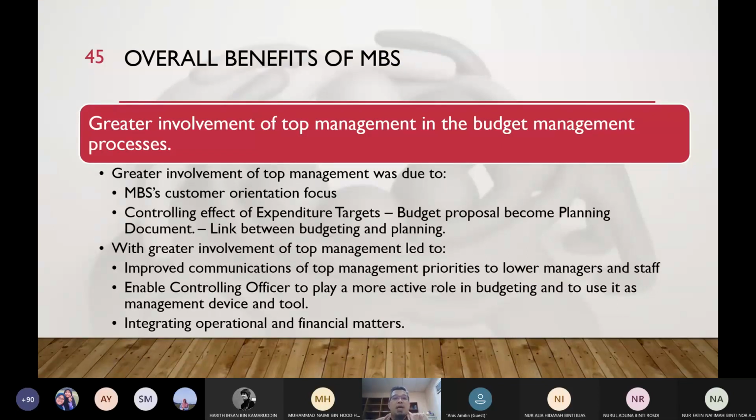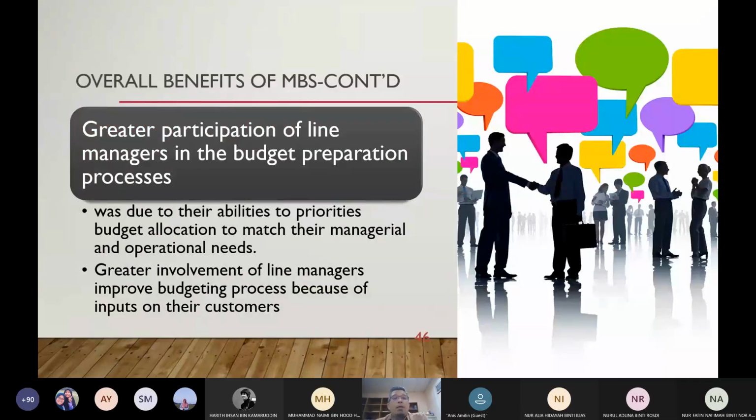Right, overall benefits of MBS, you can read this: greater involvement of top management. These are the details in the budgeting process. If you look at the last point, integrating operational and financial matters, and then greater participation of line managers. Then you can see that government services become more relevant to the citizens, to the public. More quality in the provision of services, because the line managers can provide inputs directly in the budgeting process.